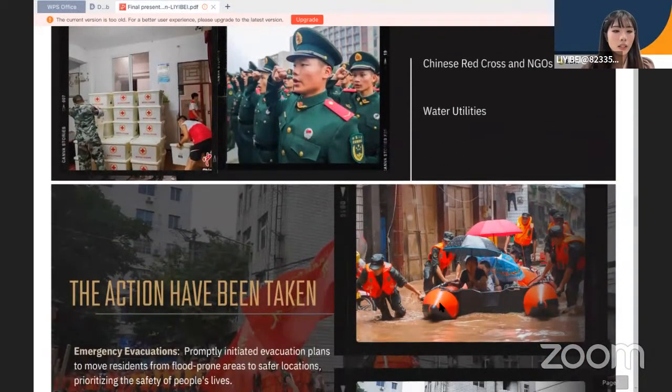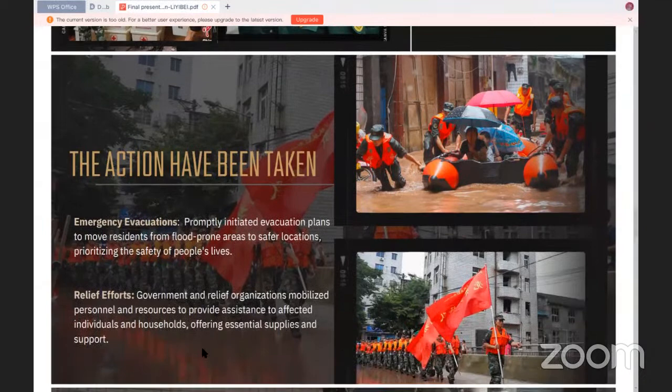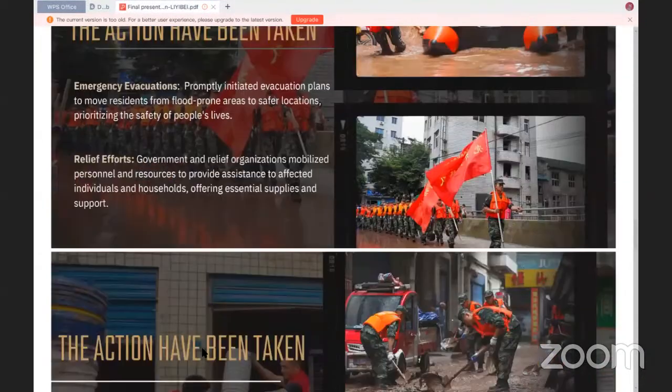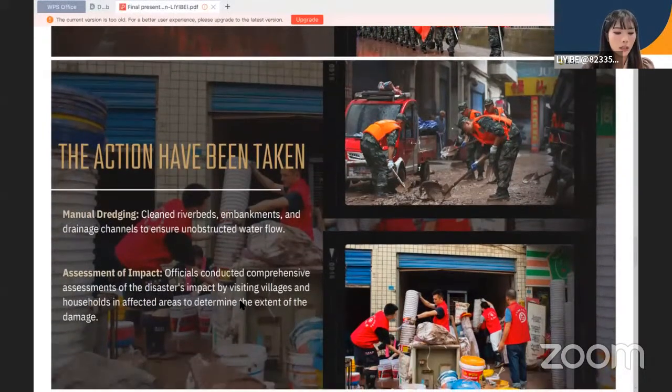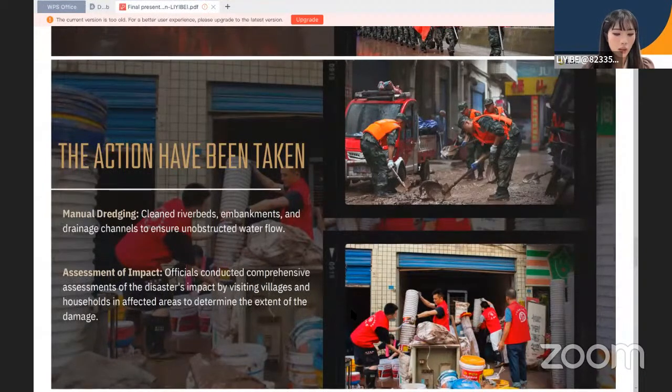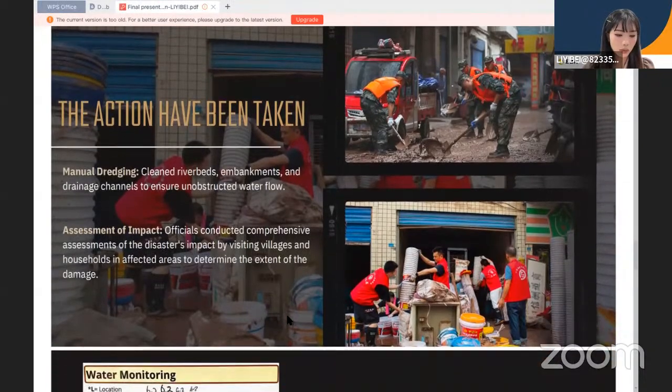Just like the emergency evacuation and relief efforts, manual dredging was carried out to clean the riverbed, embankments, and drainage channels to ensure unobstructed water flow. And a comprehensive assessment of the disaster's impact was conducted by officials visiting affected villages and households.